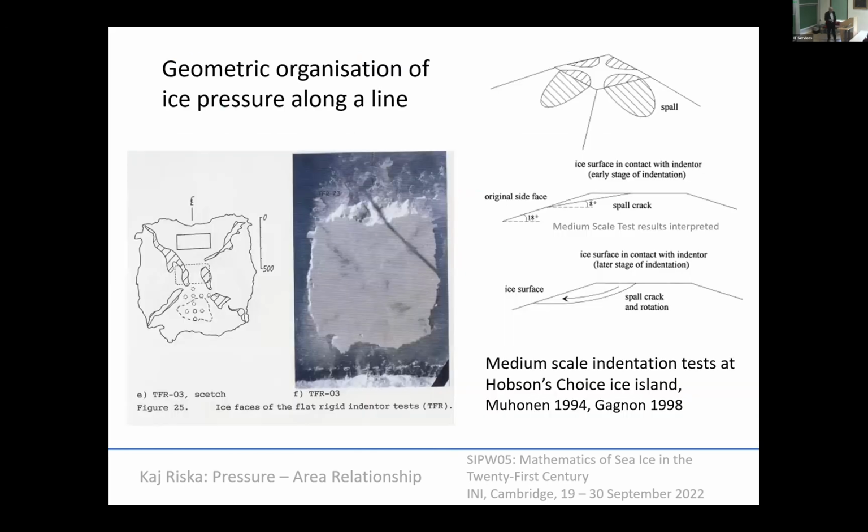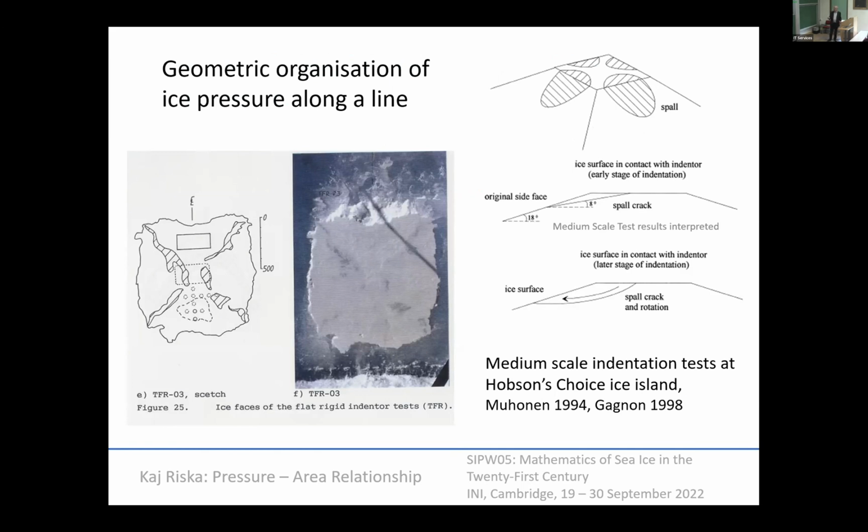Another idea came from Hobson's Choice Ice Island. These are from Gagnon's papers. This is actually the result. This is one of my students who was there on Hobson's Choice Island. He measured this after the test. This is roughly 0.5 meter, so this is quite large, 1.5 meters. This is the crushed area after a test.